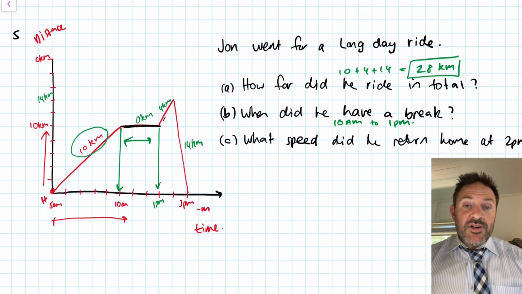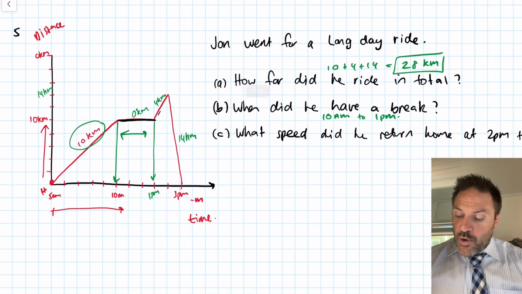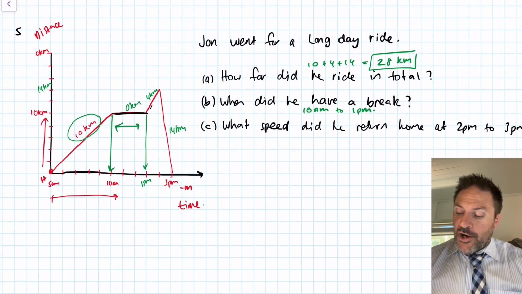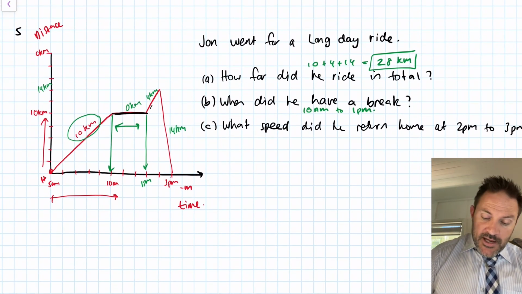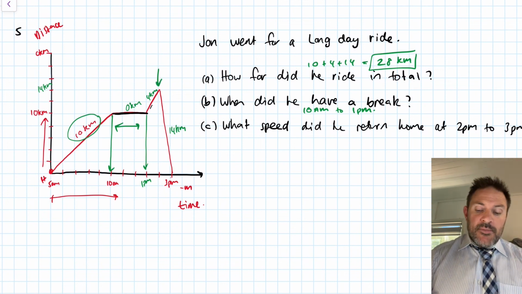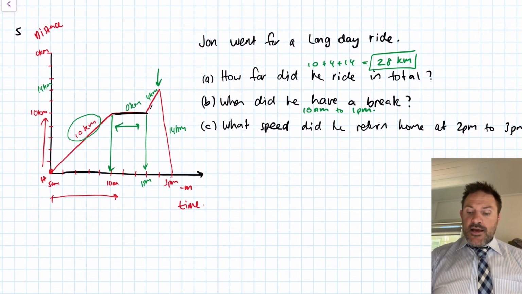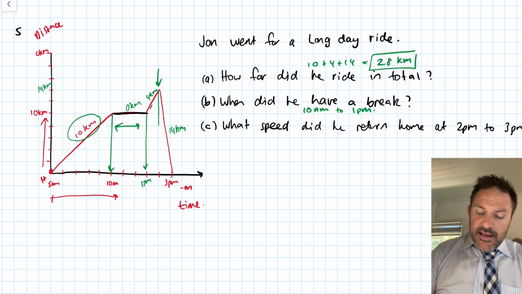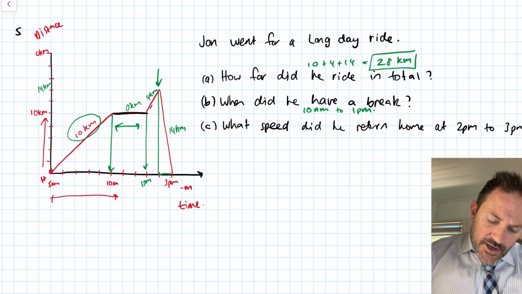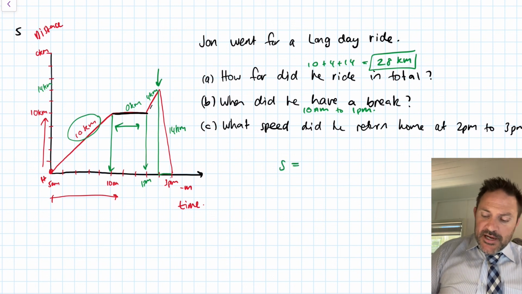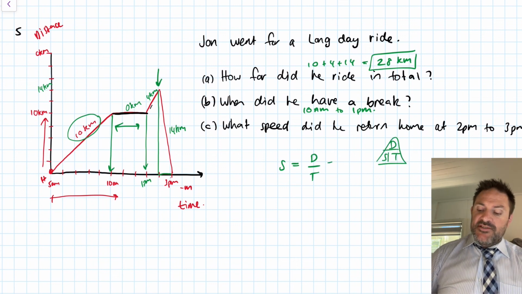Now, the last question, which is usually the most challenging, says, what speed did John return home between 2 to 3 p.m.? We can see at 2 p.m., he has legged it home. So he might be going all the way down a hill, who knows? But he's legged it home. And let's use our DST triangle. Speed equals distance divided by time. Remember our DST. So speed equals distance over time.